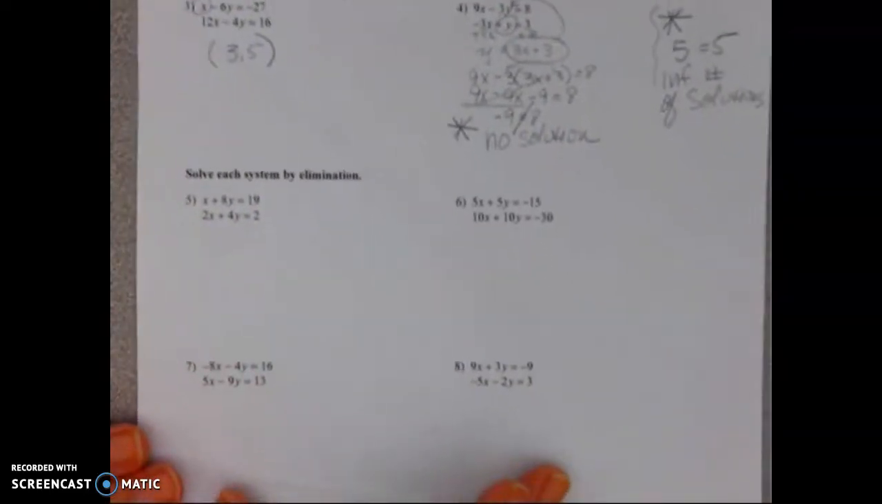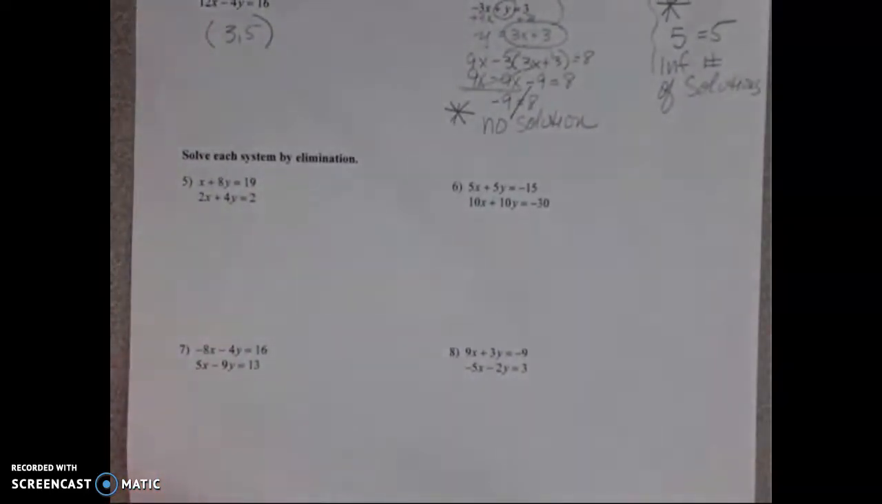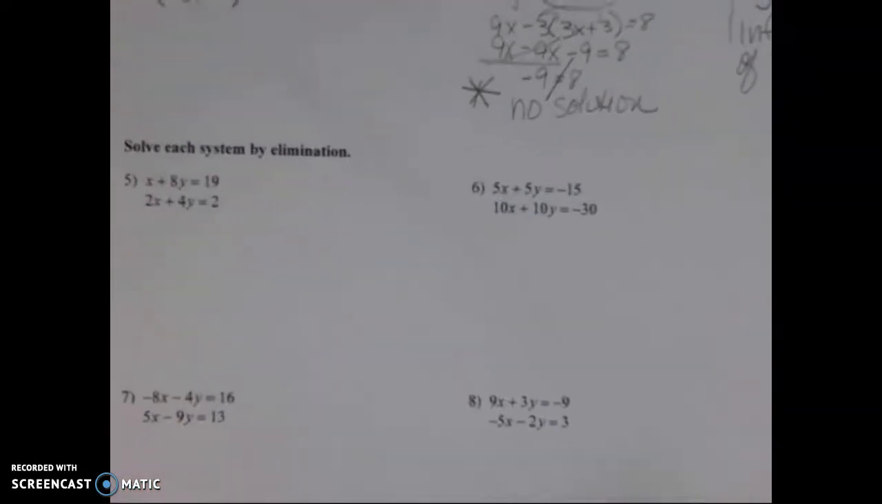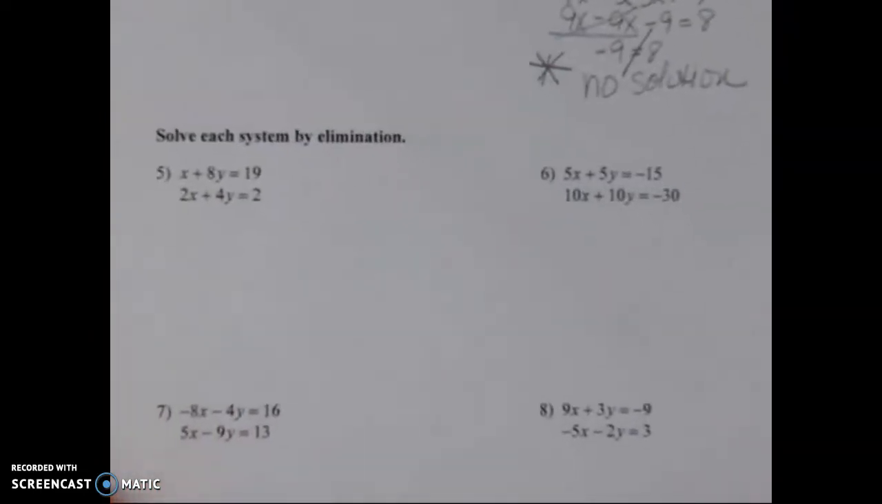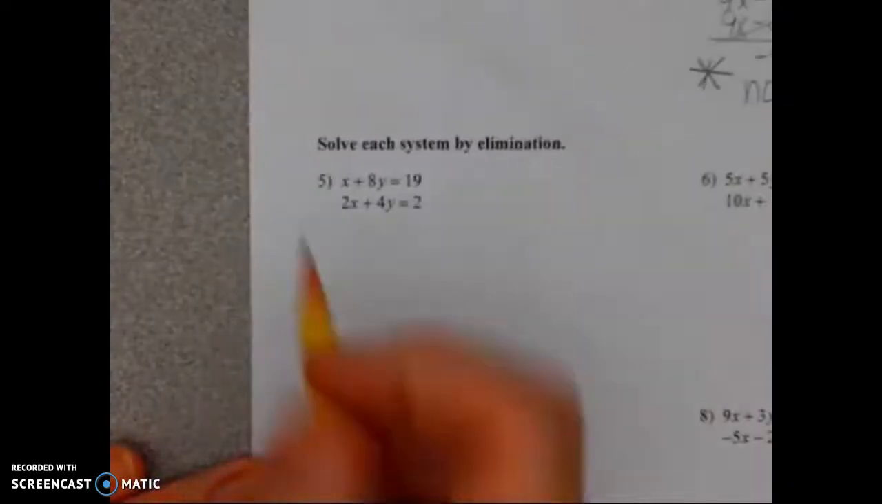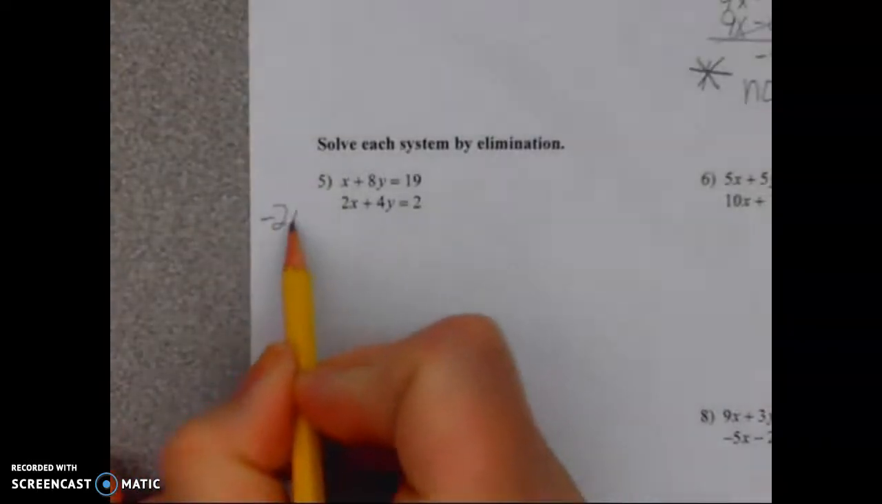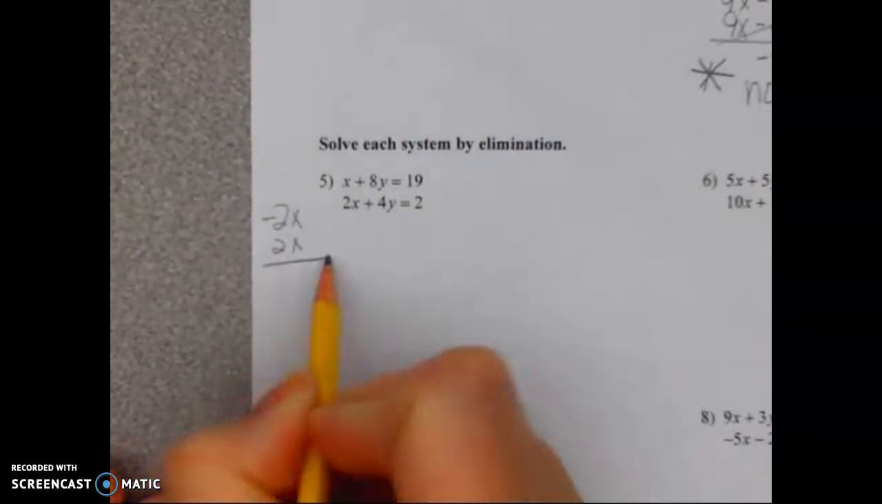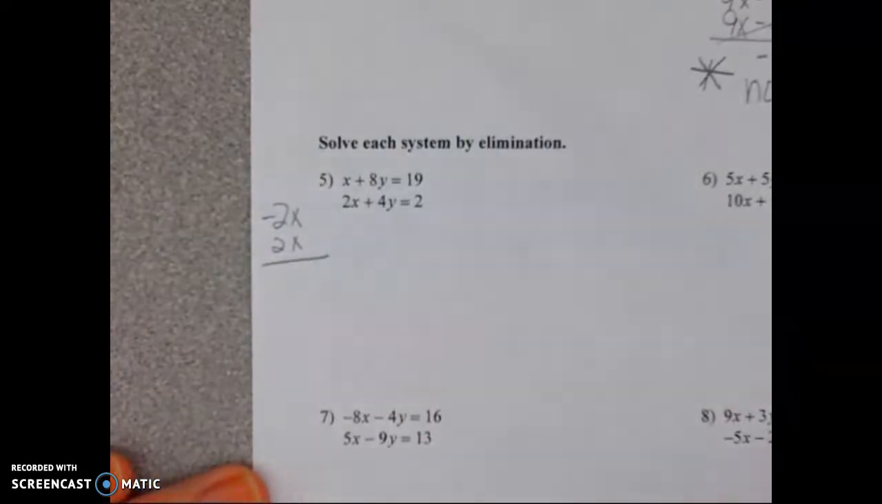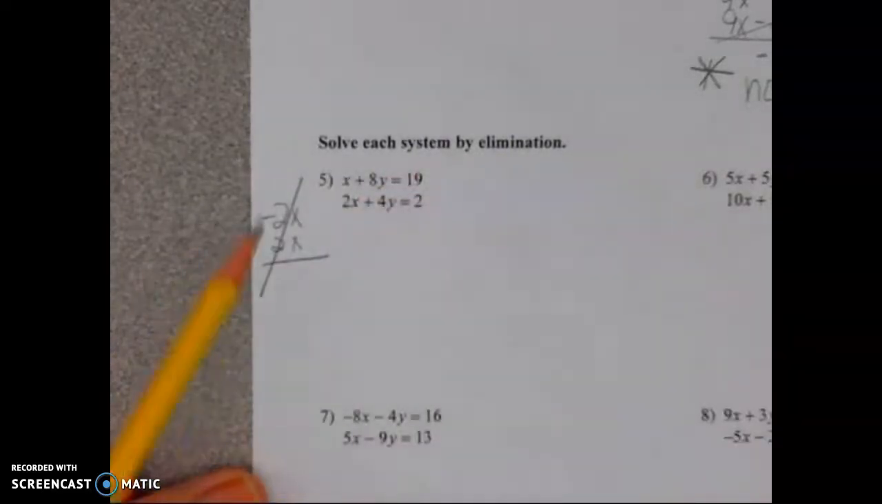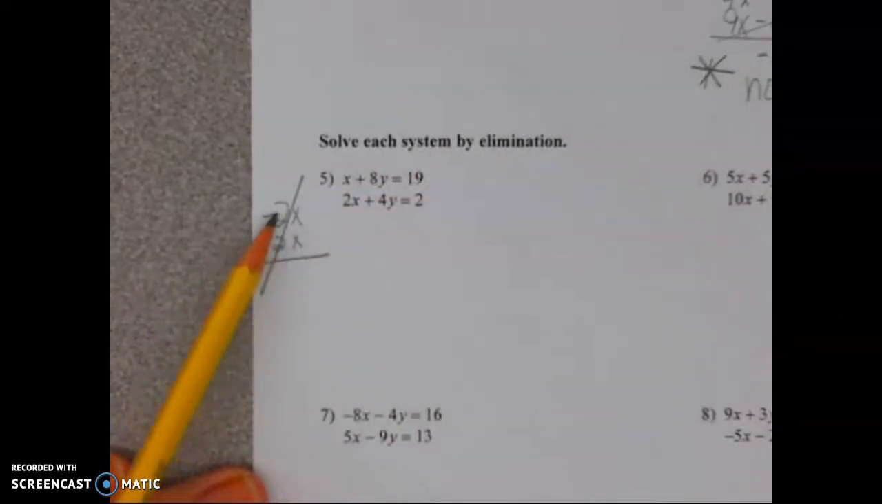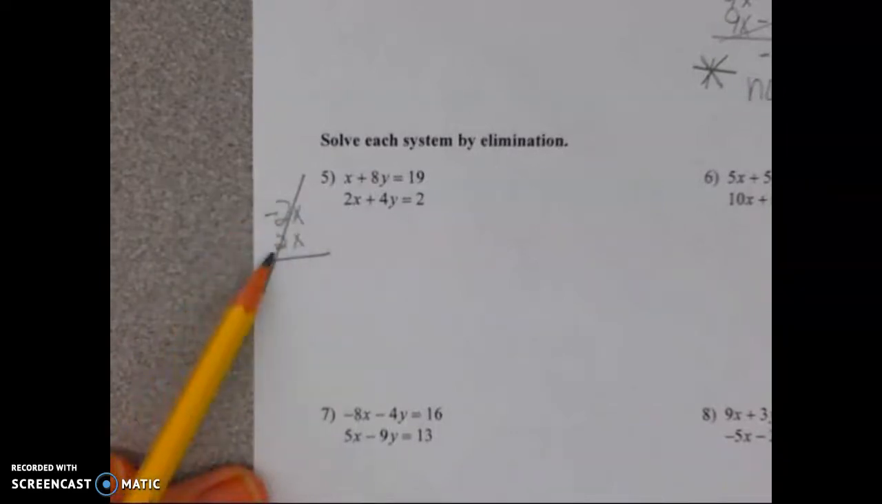Okay, let's go down to the elimination method. For elimination, instead of taking a variable and solving for it, the goal is to get something like -2x and +2x underneath each other, so when you add down or combine parts of the equation, they cancel. Here's the goal: same number with the same variable but different signs.